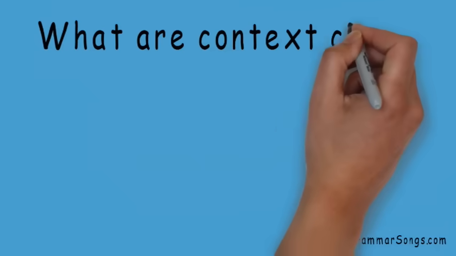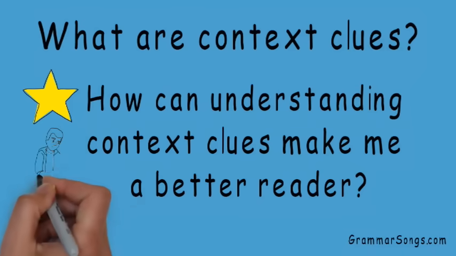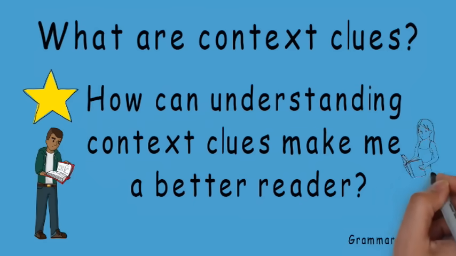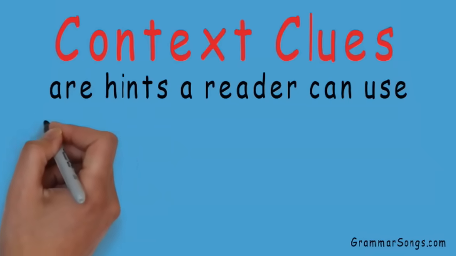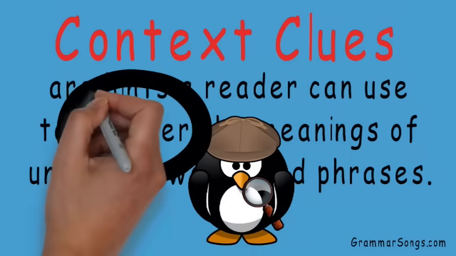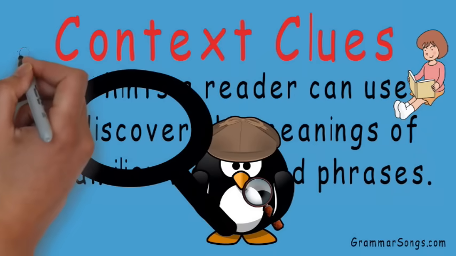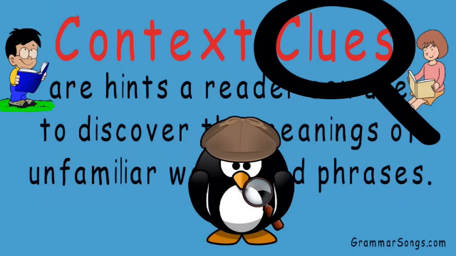What are context clues? More importantly, how can understanding context clues make me a better reader? Let's get started. Context clues are hints a reader can use to discover the meanings of unfamiliar words and phrases. Did someone say discover? Yes, Detective Waddle. When we read, we have to look for clues to discover the meanings of words we don't know.